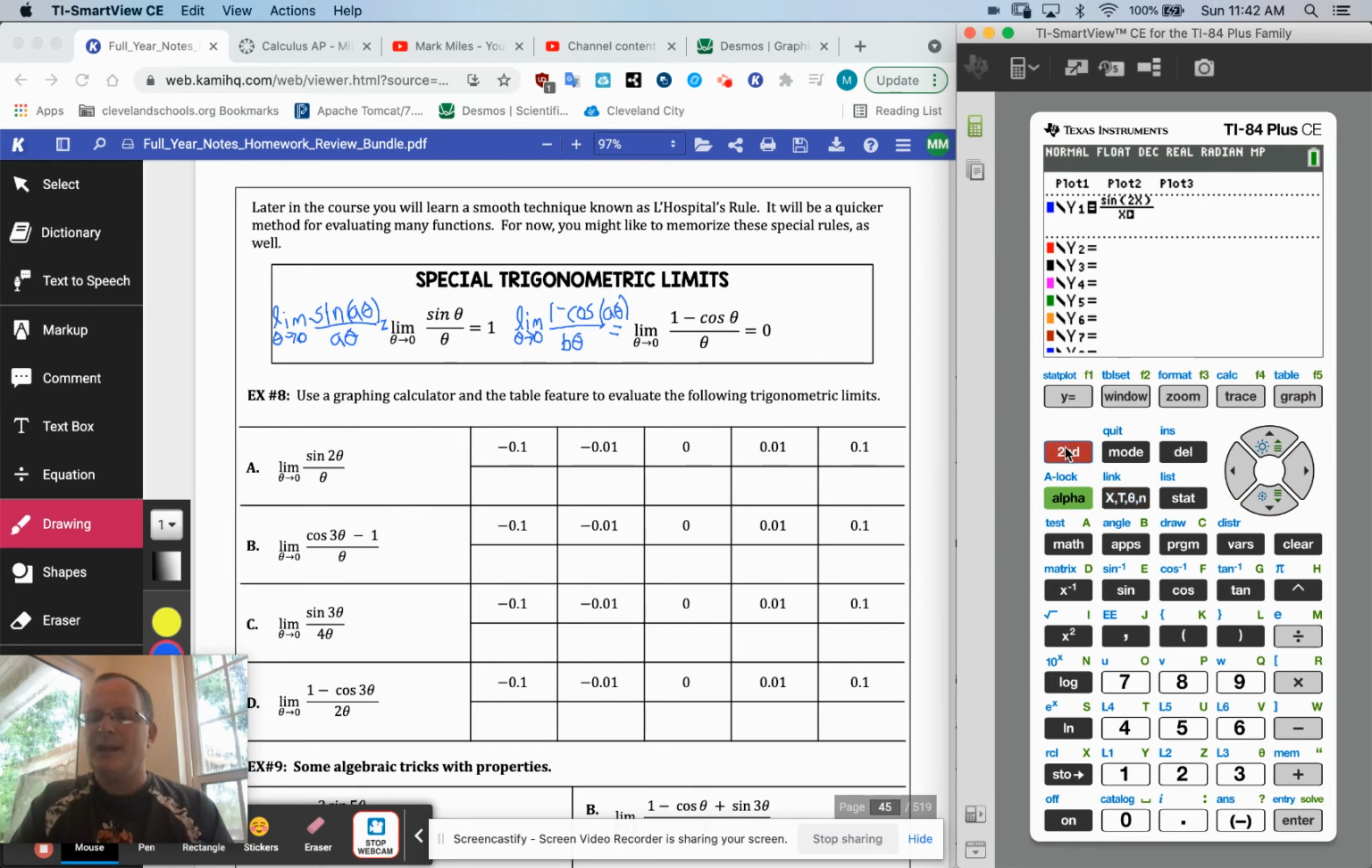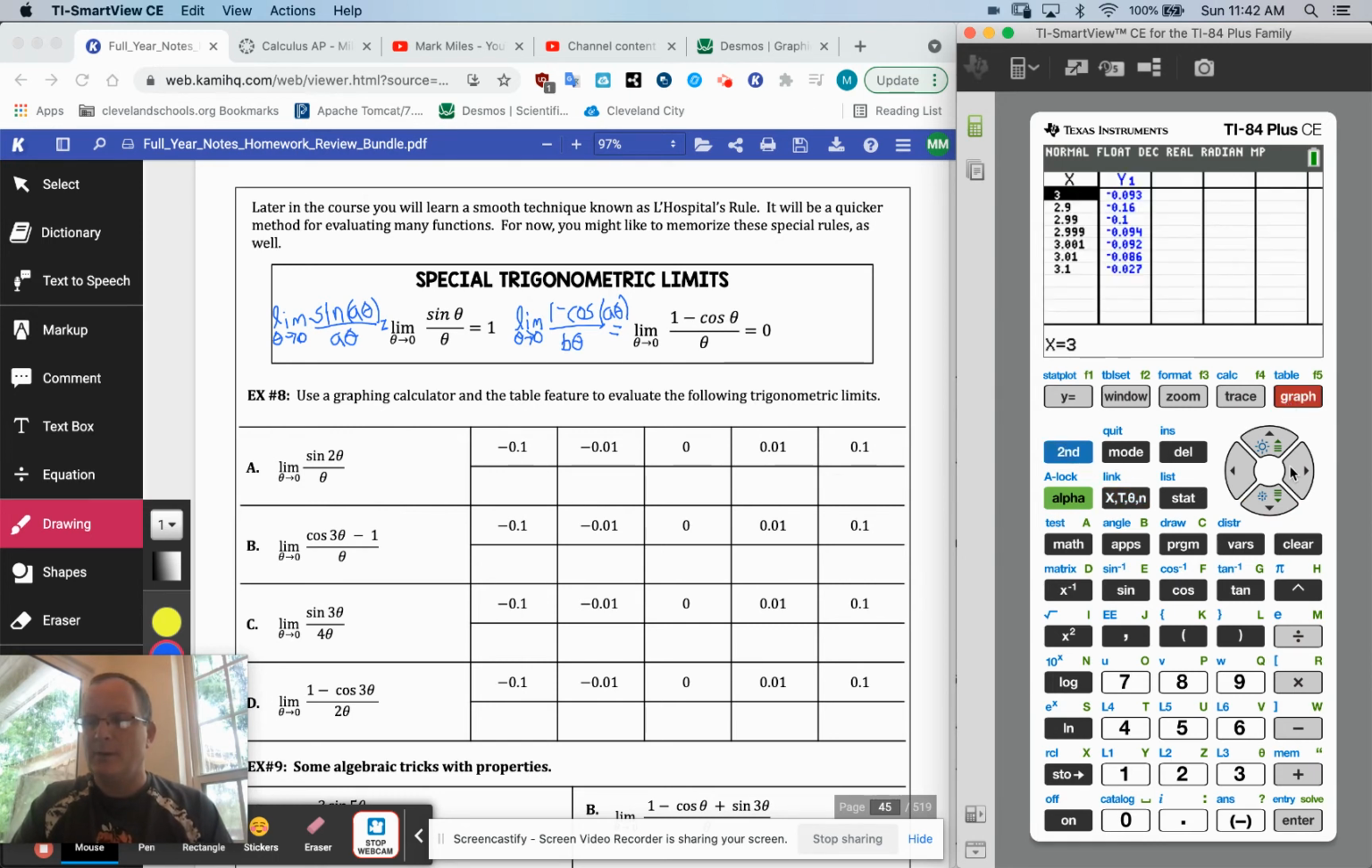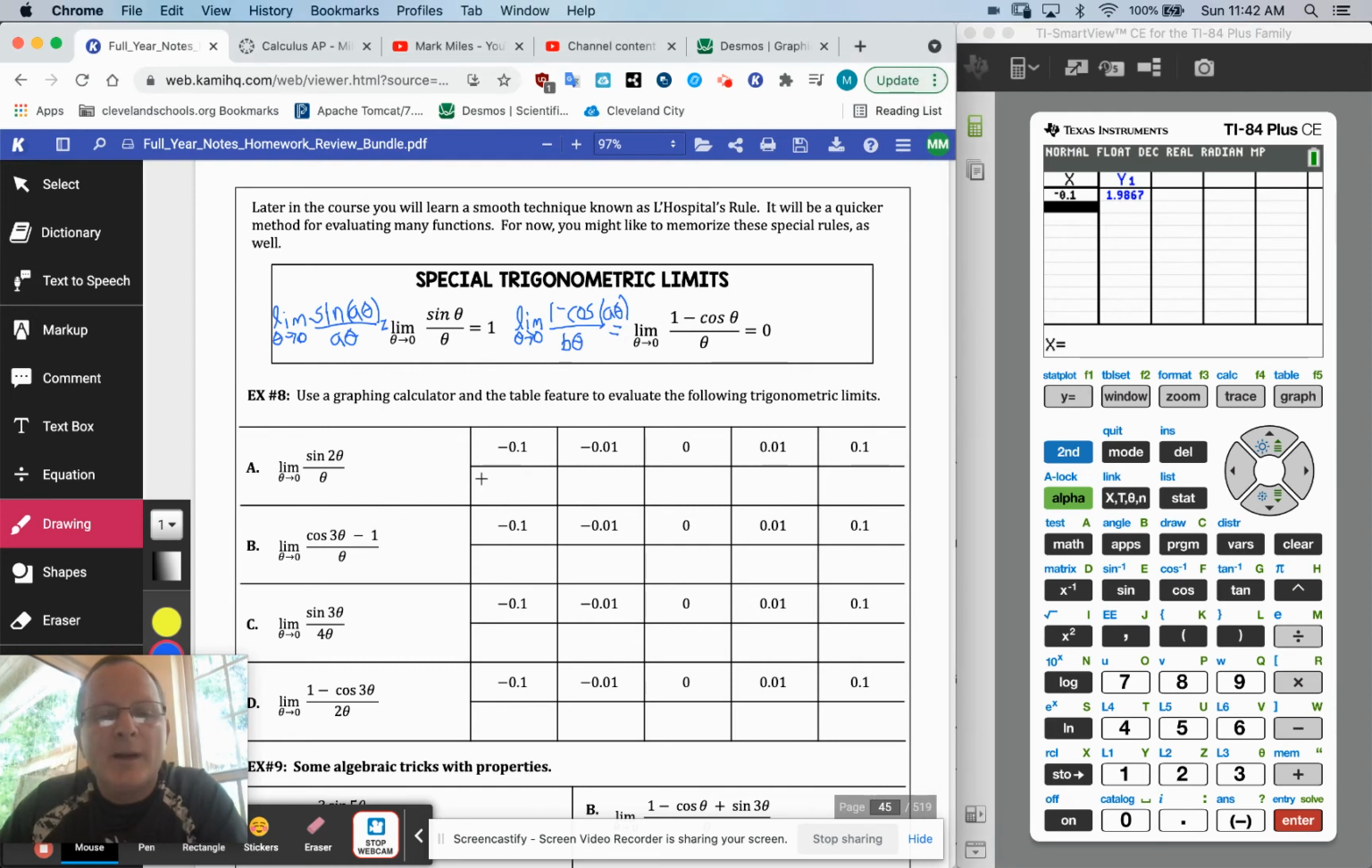And so I'm going to go to the table, and I'm going to ask for these values. Okay, well, not those. Delete. Okay, what we got? Negative 0.1. So what I got? 1.99, I guess I could say. All right, so 1.99 there.